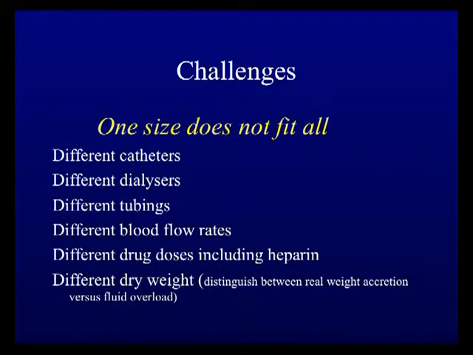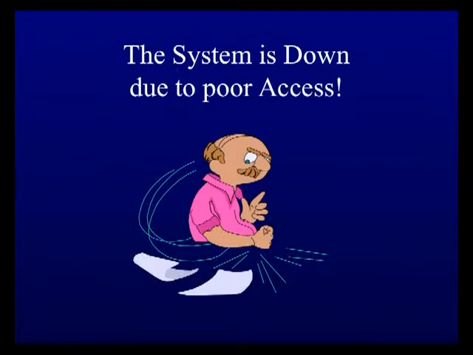Now, starting hemodialysis in a child is a challenge in itself because one size does not fit all. You require different catheters, different dialyzers, different tubings, different blood flow rates, different drug doses, including heparin, and different dry weights at different times. Now, once you have overcome all these issues and you have decided that here is a child that you need to start dialysis on, you are all set. You still may not be successful if your access is not there. So access is the Achilles heel as far as hemodialysis in children is concerned.